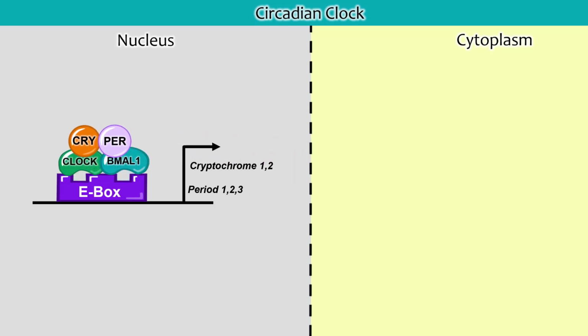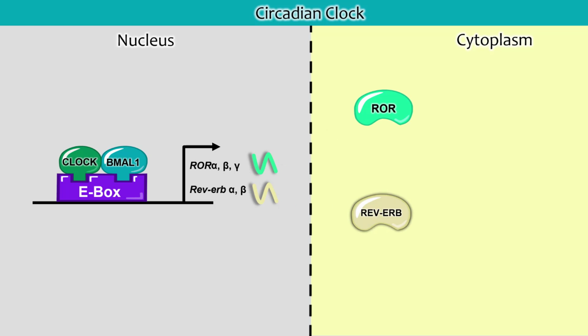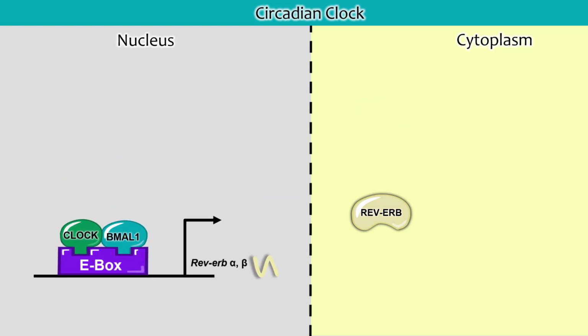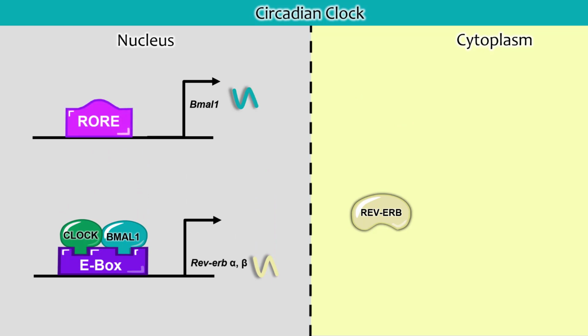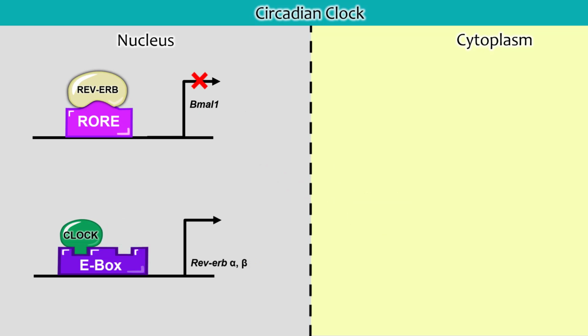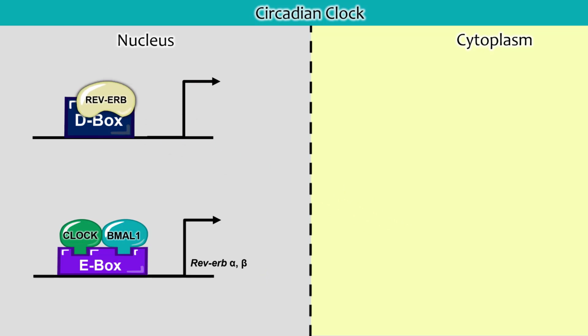The CLOCK-BMAL1 dimer also promotes the expression of other transcription factors called ROR alpha, beta, and gamma, and REV-ERB alpha and beta. These transcription factors control BMAL1 transcription at ROR response elements called ROREs. The REV-ERB protein represses BMAL1 transcription, indirectly controlling its own transcription. REV-ERBs can also bind to a response element called the D-box, or destruction box, and control expression of other genes.